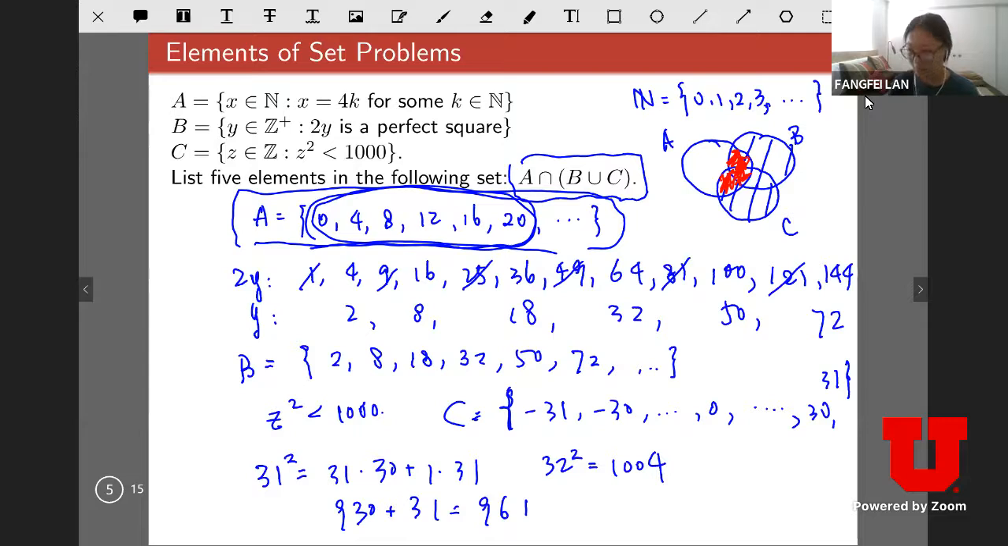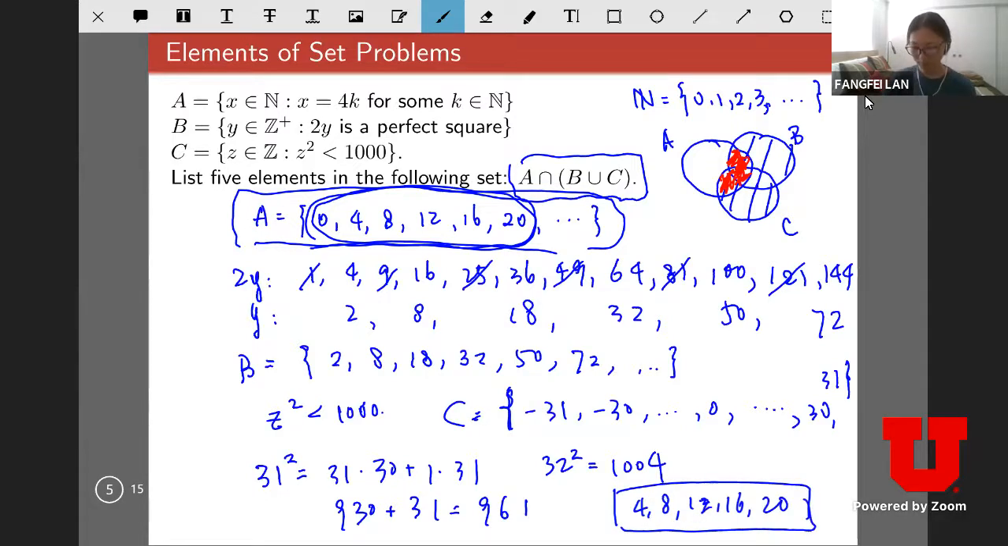So to list 5 elements, you can just pick 5 from here: 4, 8, 12, 16, and 20. As long as it doesn't go over 31, anything inside would be fine for set A. And there's nothing negative, so all the non-negative ones work. Any questions?